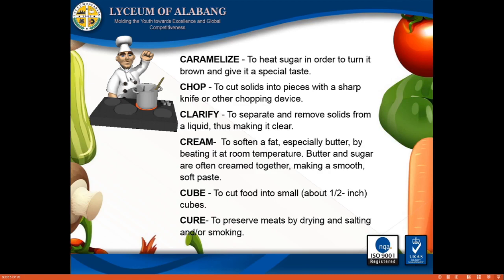Next is cube. To cut food into small, about half-inch cubes. Cure or curing. To preserve meat by drying and salting or smoking. So when you say cure or curing, it is one of the preservation processes na ginagawa sa mga karne, binababad siya sa tubig na meron asin or sometimes merong mga herbs. So katulad ng, kunyari for example, gagawa kayo ng ham. So, yung paggawa ng ham kasi, meron silang tinatawag na brining. So, iba-brine muna nila or i-cure muna nila.